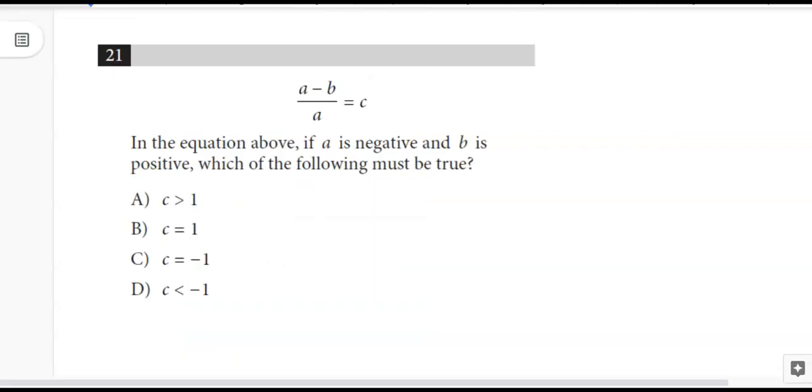All right, number 21. Looks like we have an equation. No numbers, A's, B's, and C's. I don't really like these ones. These ones, a lot of times, you just got to pick numbers and you got to plug them in. So that's what I'm going to do on this one.